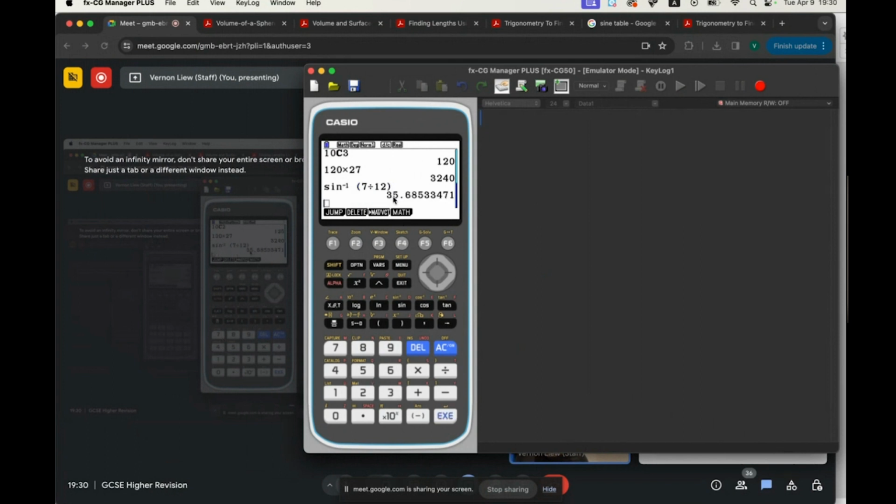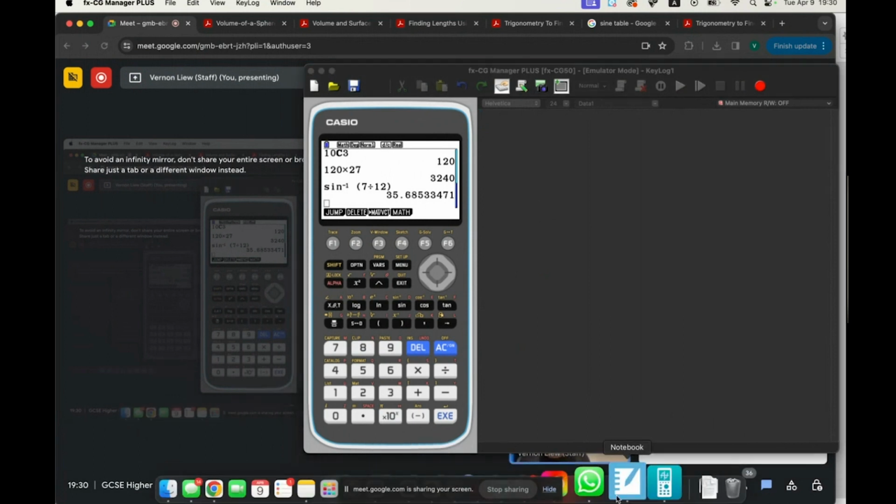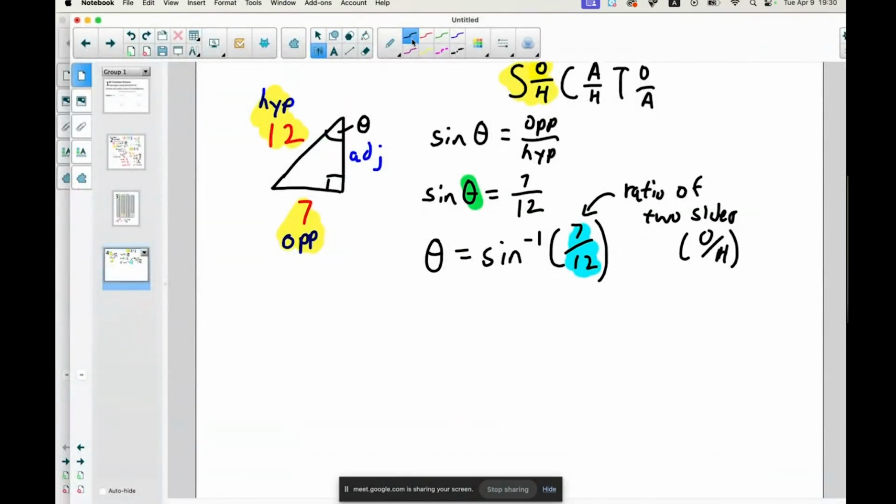And we end up getting about 35.685. I didn't say what to round to. Let's go to the nearest whole number. So this gives us about 36 degrees. Okay, so we have 36 degrees here. So we can say that theta is equal to 36 degrees.